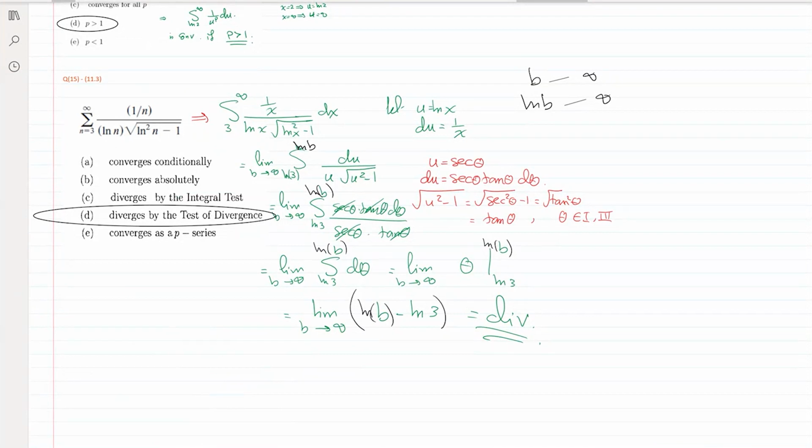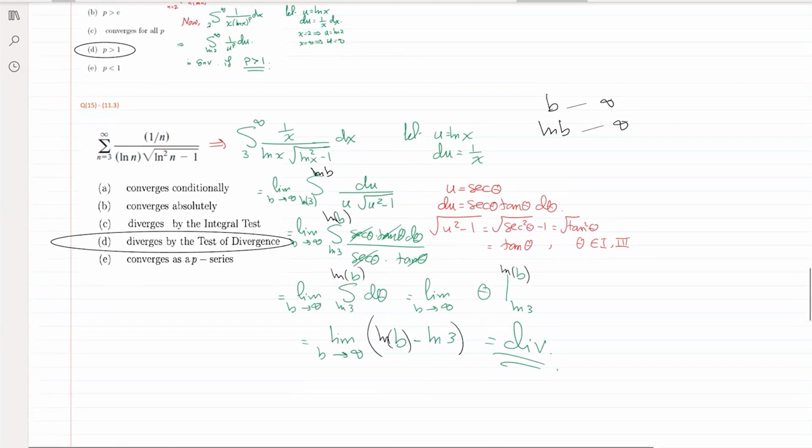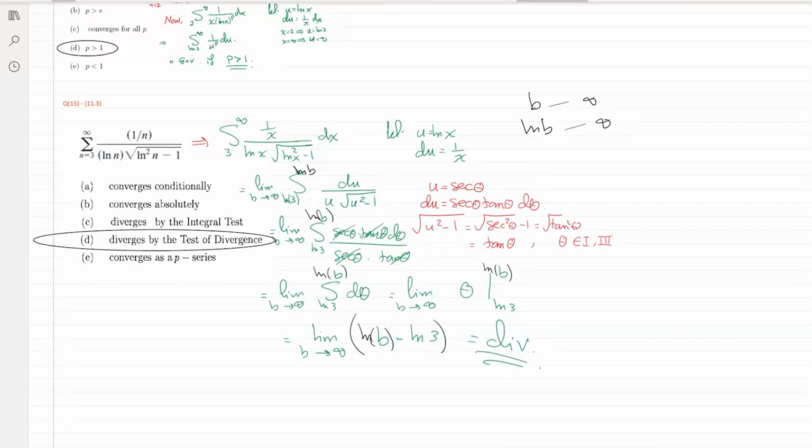Thank you, Shabab. Yes, Saleh, you have something? Here it diverges by the test of divergence. It's also the integral test, it diverges by the integral test. Yeah, the same question. Thank you. Okay, by mistake. It is diverged by the integral test.